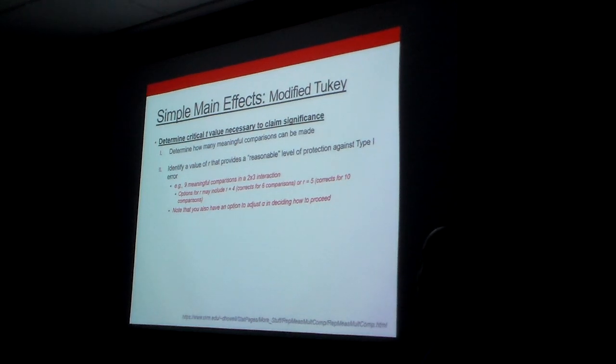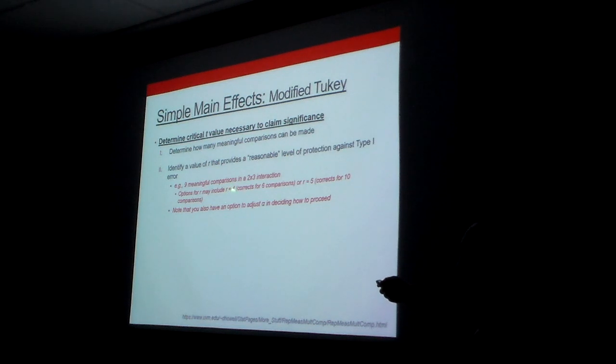What I can then do is find a value of R that gives us some reasonable level of protection against type 1 error, okay? So again, 2 by 3 interaction, I've got 9 meaningful comparisons. Now remember, Tukey's based on that R, or the number of means, in one way ANOVA. If I say I've got 3 means, then Tukey's just going to correct for how many comparisons? 3, right? If I've got 4, it's going to correct for 4 times 3 is 12 divided by 2 is 6, right? And so I need to correct for 9. So what Tukey R can I specify that gets kind of close to 9?